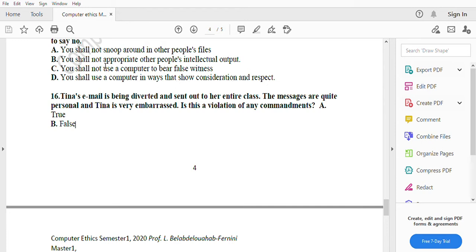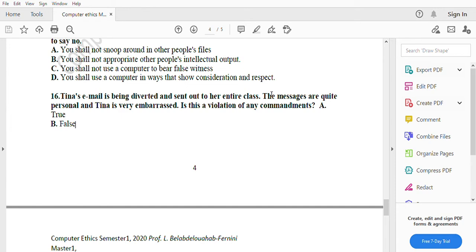Of course, this is about snooping: you should not snoop around in other people's files. The others are: you should not use a computer to bear false witness, and you should not appropriate other people's intellectual property. Of course, this is okay. So we go to 16.